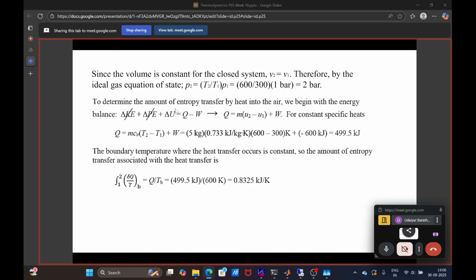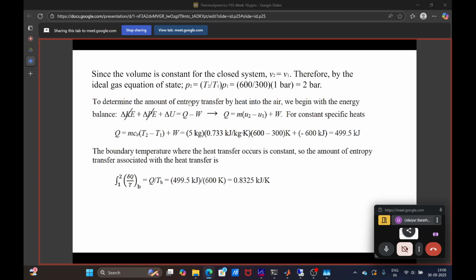So the first thing, since the volume is constant, we can say specific volume v2 is equal to v1, because it is the total volume divided by mass, and mass is constant. So we can take specific volume v2 equals specific volume v1. So what we get is P2 equals T2 by T1 multiplied by P1. So P2 is 2 bar, because the temperature ratio is 2, so the pressure ratio will also be 2. So P2 is 2 bar.